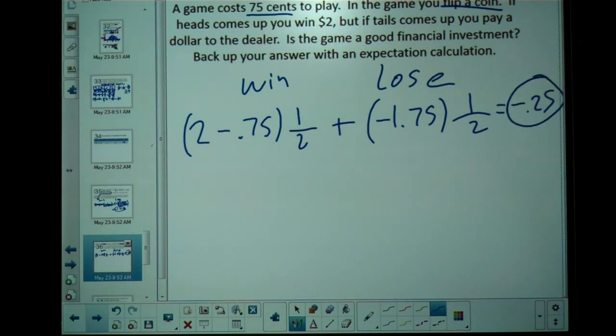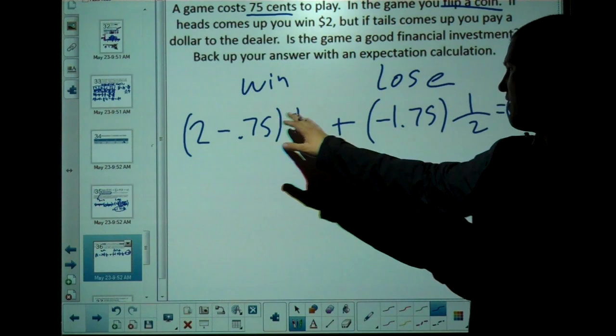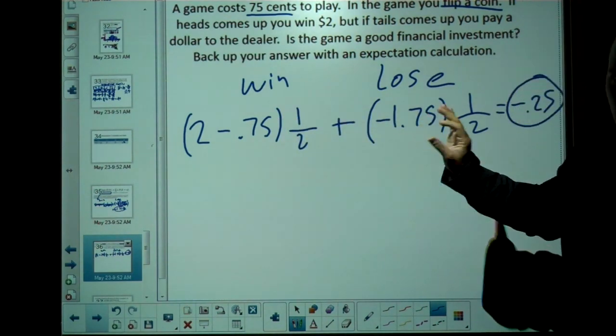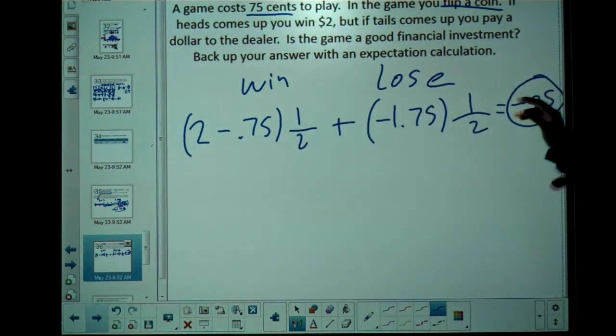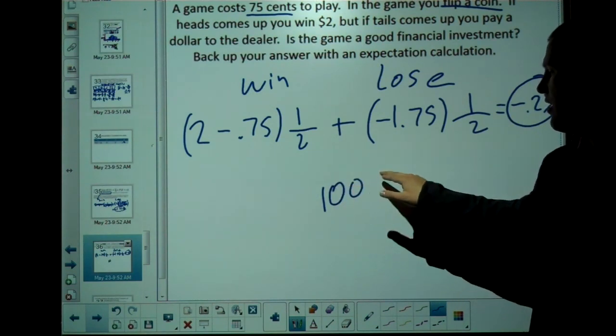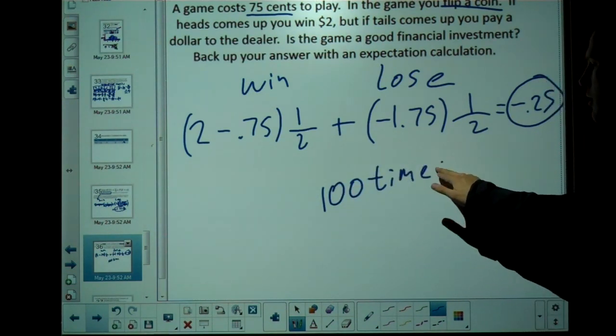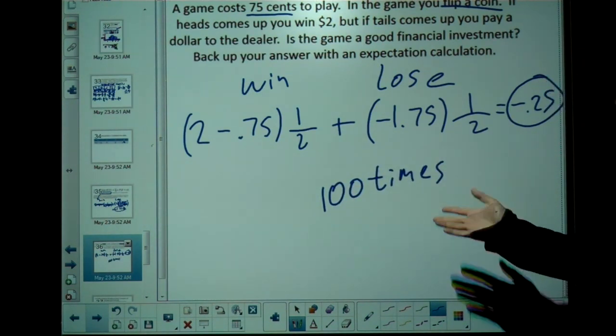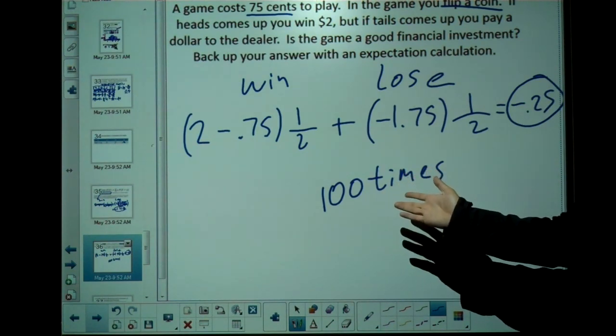So, what does that mean? Well, it means that every time we play this game, on average, we're going to lose. So, let me give you an example. Because you can't lose 25 cents in one play of this game. I mean, you can gain $1.25 or you can lose $1.75. Those are the only two things that can happen on one play. But if we played this game 100 times, what would you expect to happen at the end, would you expect to have more money than you started with, or less?